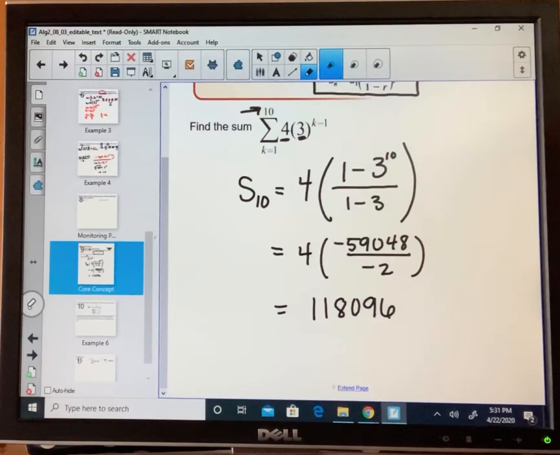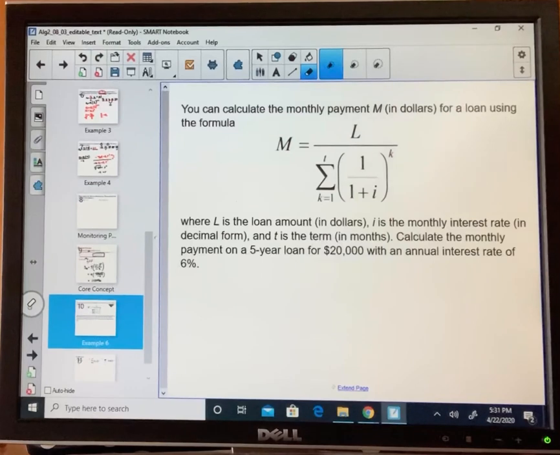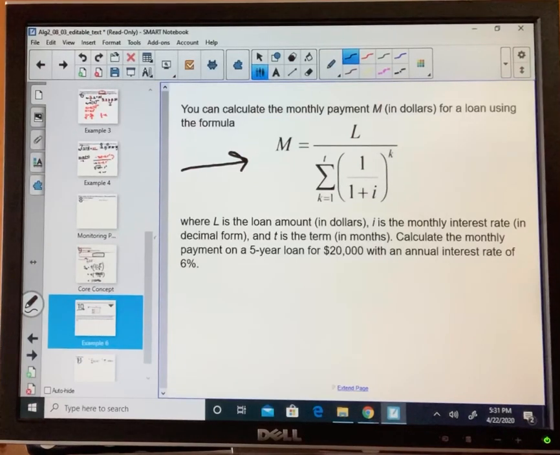So, when do you actually see summations of geometric sequences in real life? This is actually the equation that we use to calculate what monthly payments should be on loans, because it's exponential. So it's kind of really interesting.